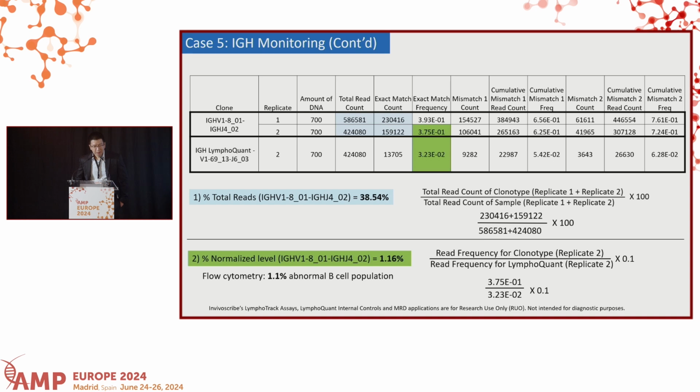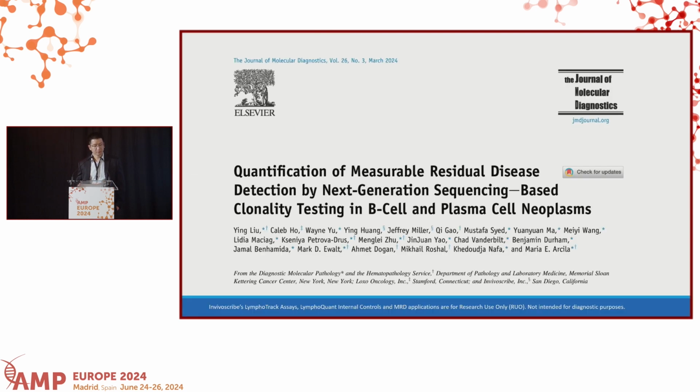The table shown is an MRD output table for the baseline sequence and the lymphoquant sequence. It shows you the total number of reads for the replicate, and also the amount of reads and the frequency detected at exact match, 1 mismatch, and 2 mismatches. When you calculate for the percent total reads, it comes out to be 38.54%. But when you calculate for the percent normalized disease level, it comes out to be 1.16%, which is concordant with the 1.1% abnormal B-cell population detected by flow cytometry.